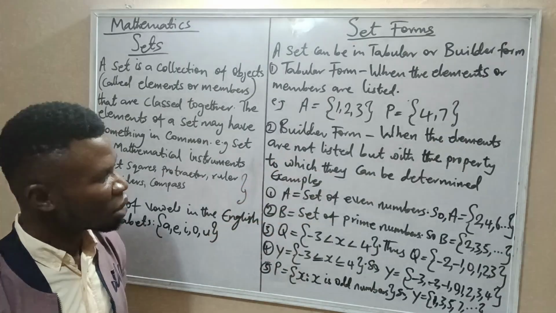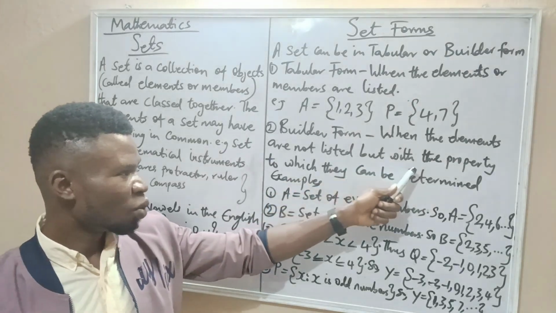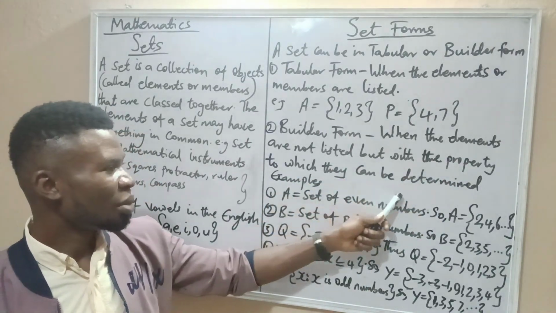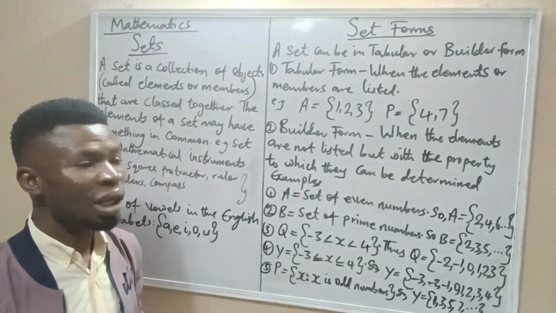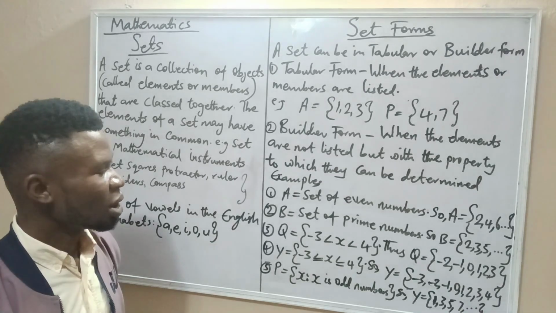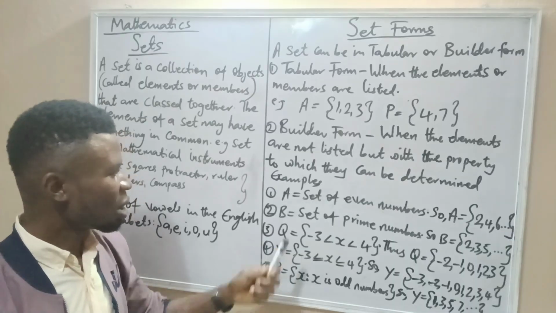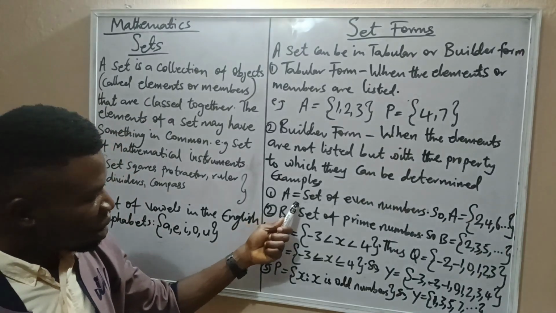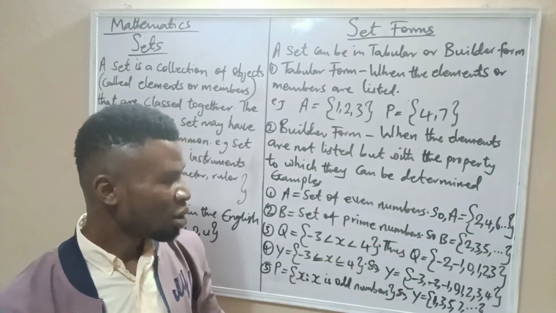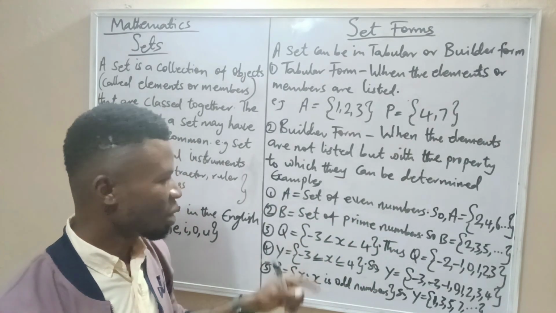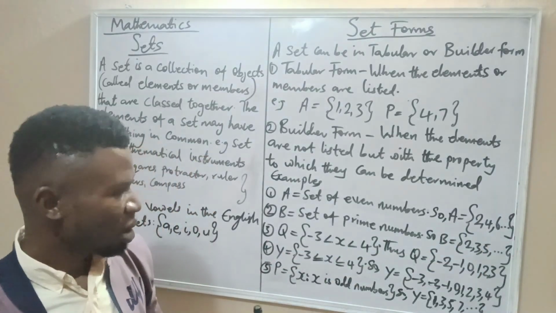Now, the builder form. This is when the elements are not listed, but with the property to which they can be determined. This time around, they do not list the elements, but with the property that they state, with the condition they state, you'll be able to identify the elements. Example, A is equal to the set of even numbers. Notice that from the set of even numbers, you've already known the members of set A. So A now equal to 2, 4, 6, 8, 10, etc., etc.